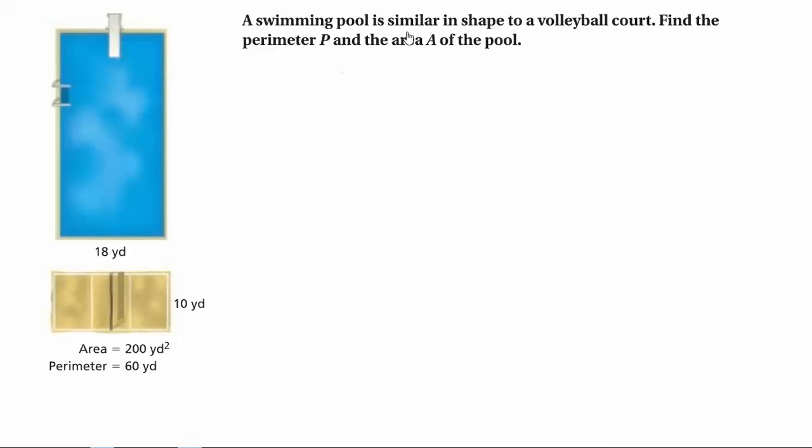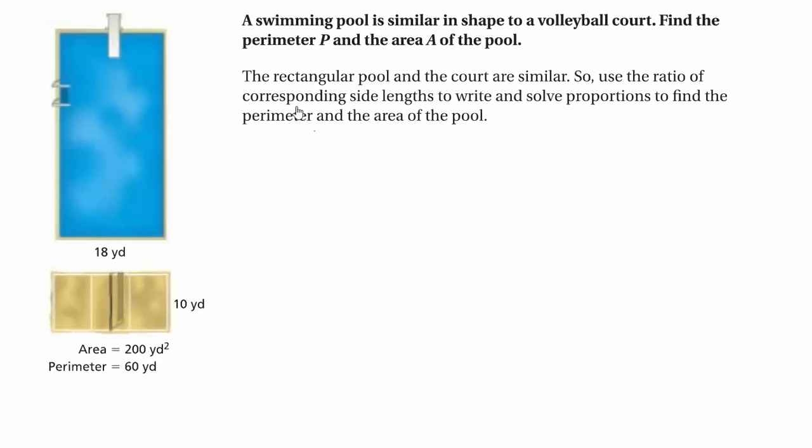Okay, this says a swimming pool is similar in shape to a volleyball court. Find the perimeter P and the area of the pool. Well, the rectangular pool and the court are similar, so use the ratio of corresponding side lengths to write and solve proportions to find the perimeter and the area of the pool.